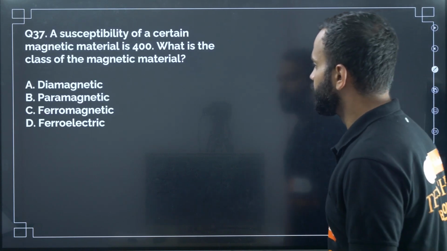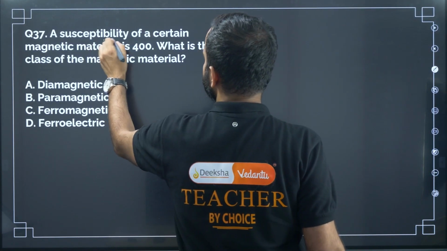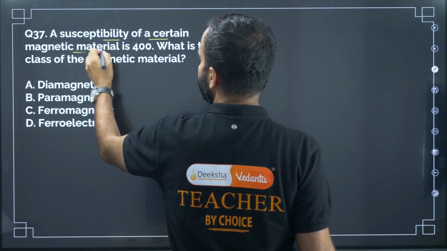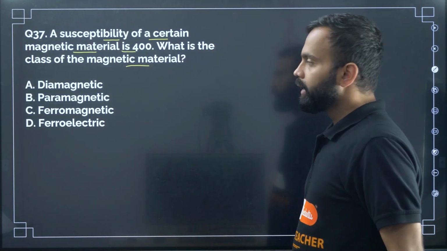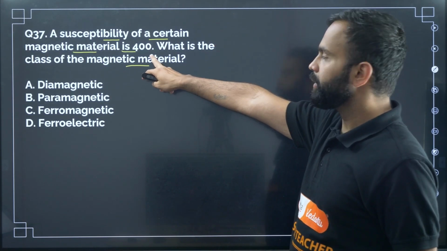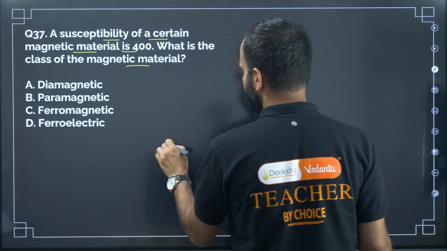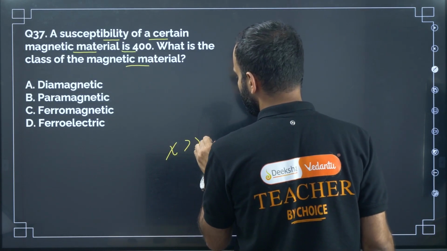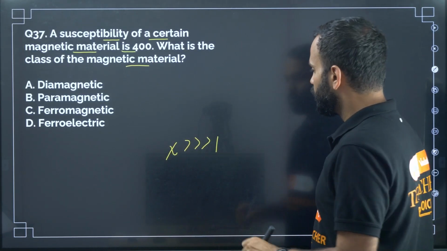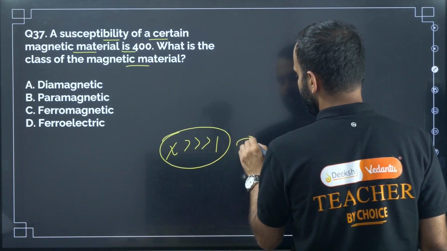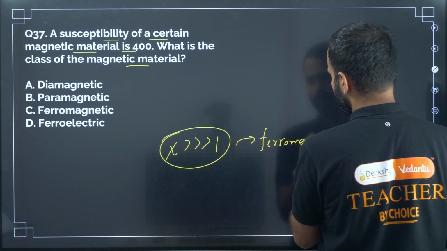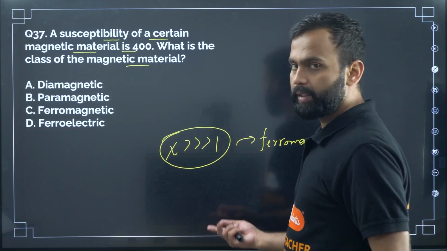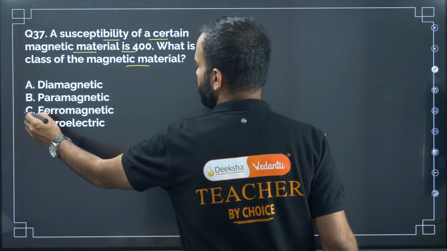Next question, question number 37. The susceptibility of a certain magnetic material is 400. What is the class of the magnetic material? Here, the susceptibility of the material is 400, that is, much greater than 1. So this is the case for a ferromagnet. So the material is ferromagnetic. So the correct option is C.